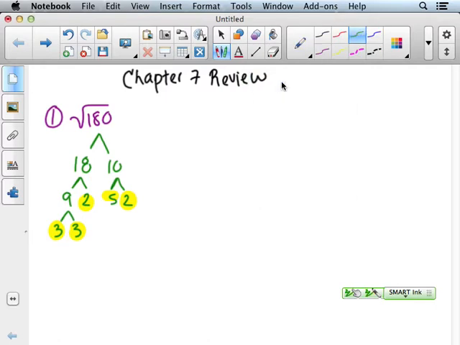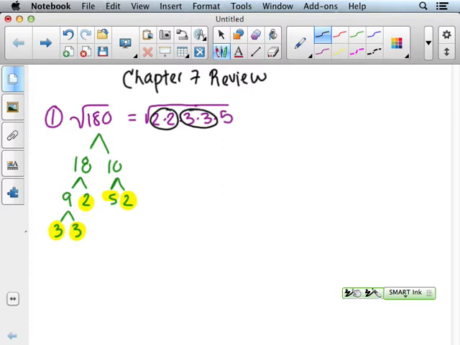So that means that the square root of 180 is the same thing as the square root of 2 times 2 times 3 times 3 times 5, which we get from these primes down here. Now, because I'm taking the square root, I'm going to look for groups of 2. There's two 2's, there's two 3's.